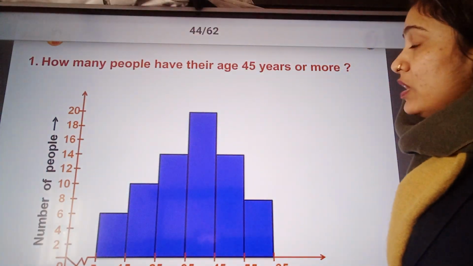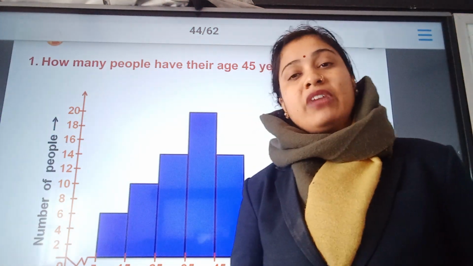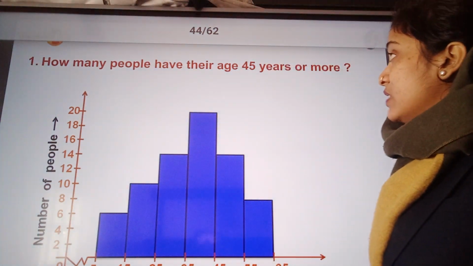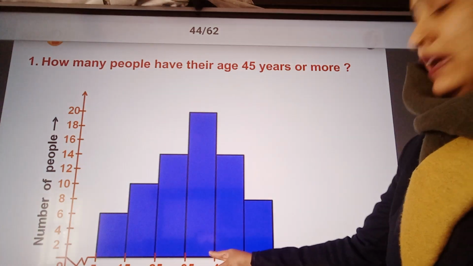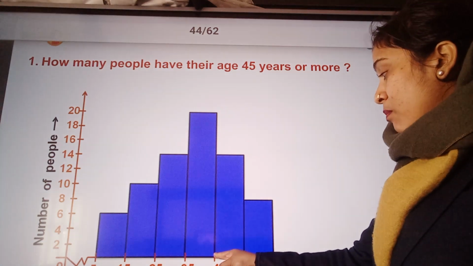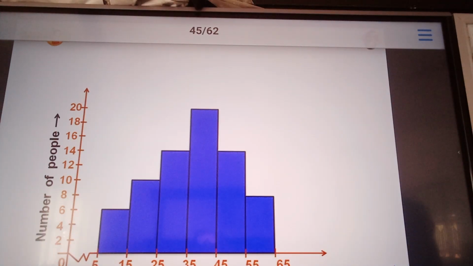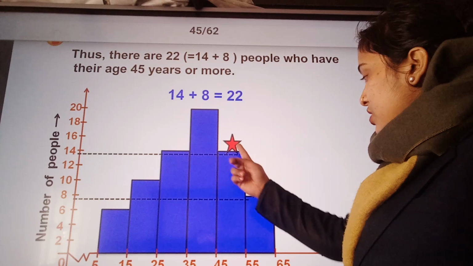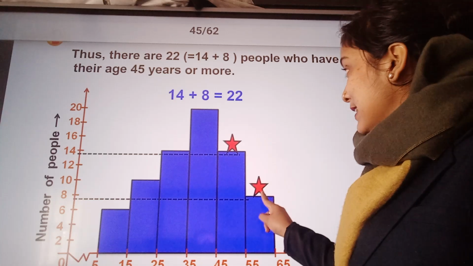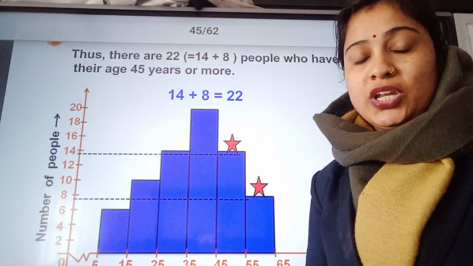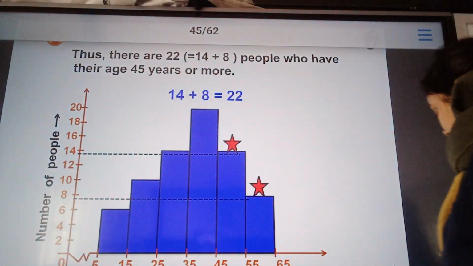Now the first question: how many people have their age 45 years or more? According to the graph, we have to answer how many people are aged 45 years or more. Can you see this is 45? So 45 years or more means 45 to 55, 55 to 65. Can you see the stars over the age groups greater than 45? Now this is 14 and this is 8, and together it will give you 22. So there are 22 people who have an age greater than 45.